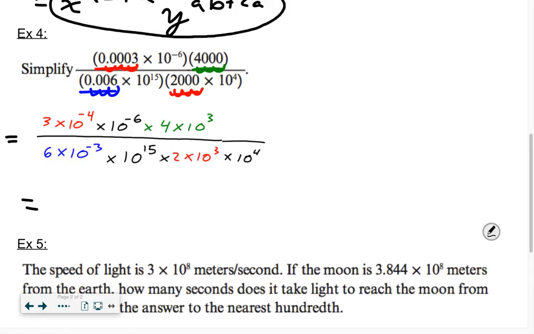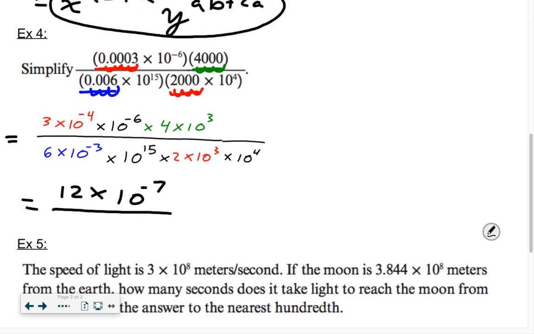Now at this point it becomes relatively easier for us. 3 and 4, when we multiply those together, we get 12. And what do we do with all these powers? Add them, right? Because we're multiplying with a common base. So negative 4 and negative 6 will get us negative 10. Negative 10 plus 3 will get us negative 7. So that's good news to us.